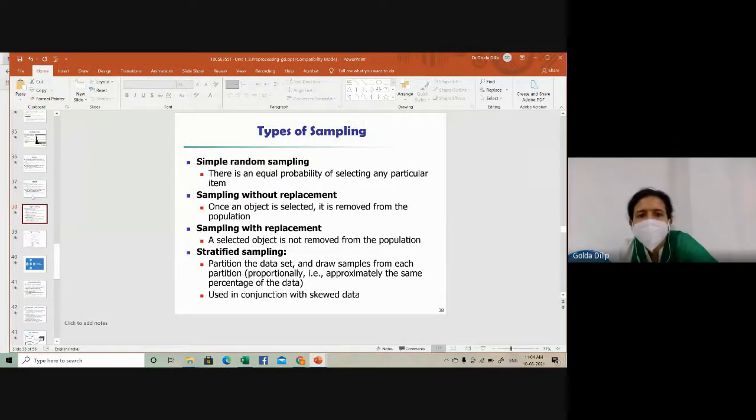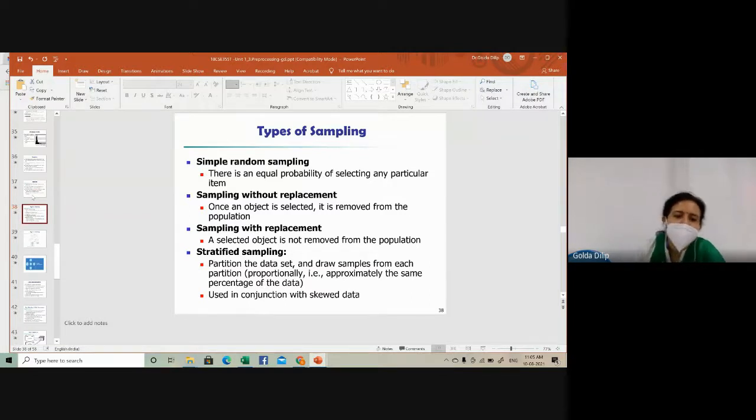You have simple random sampling, which means each and every item has an equal probability of getting selected. The second one is sampling without replacement: from the list under consideration, once a particular object is selected, it is removed from the population, and then you go ahead with further sampling. The third one is sampling with replacement: even though the item is selected, it is not removed from the population, and it is again considered for sampling.